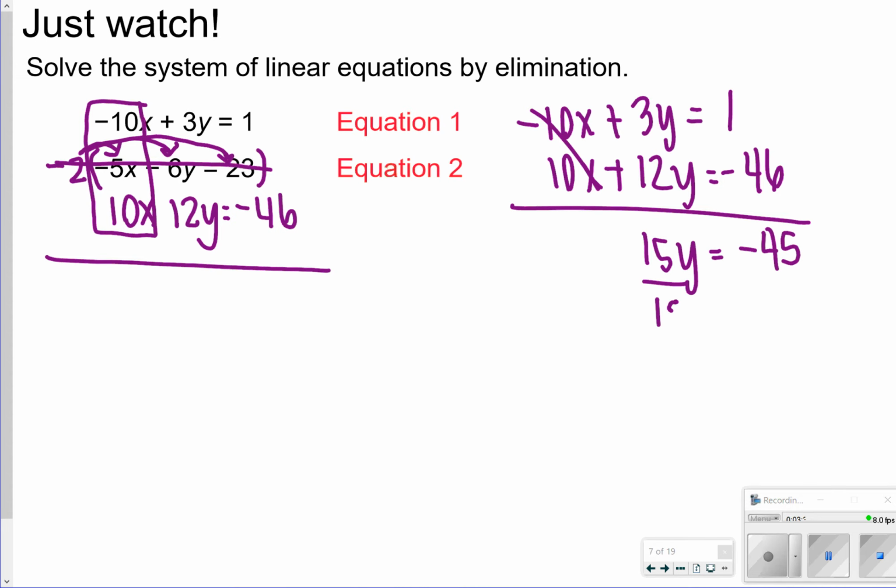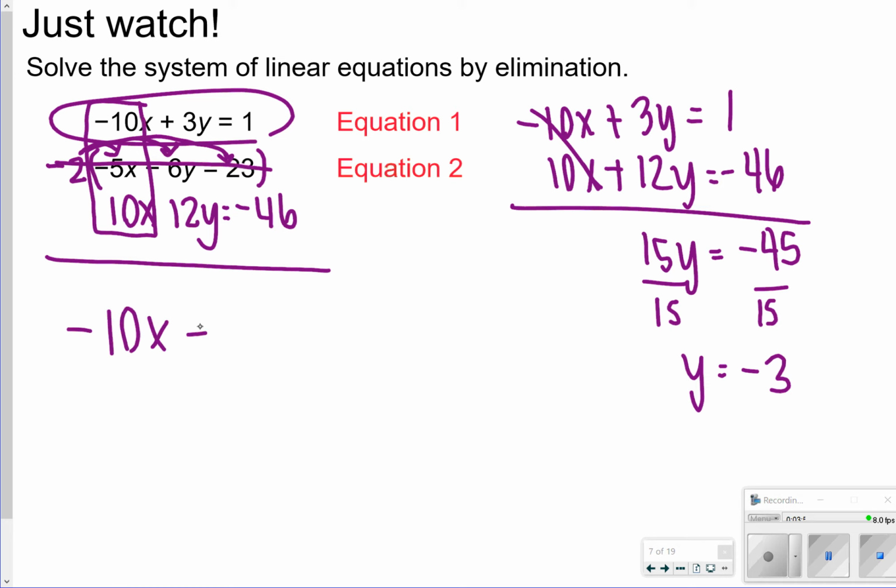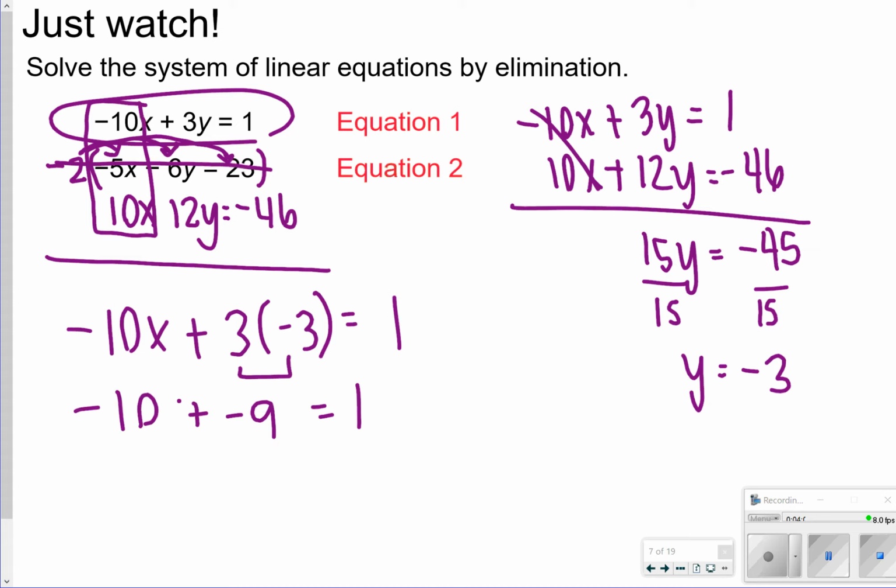I'm going to go ahead and solve for y. So y is equal to negative 3. So that is me doing step 3. Now I'm going to plug it in for step 4. I'm just going to use my original equation up here, the negative 10x plus 3y. So negative 10x plus 3 times negative 3, because y is negative 3, equals 1. I know that these will give me negative 9. And then to undo the negative 9, I'm going to add 9.